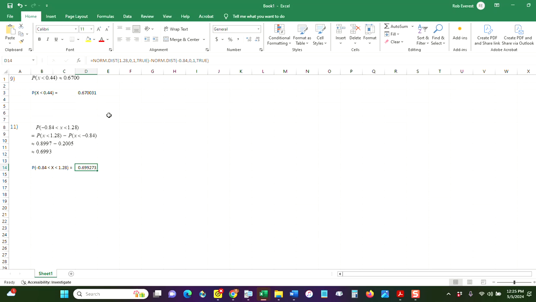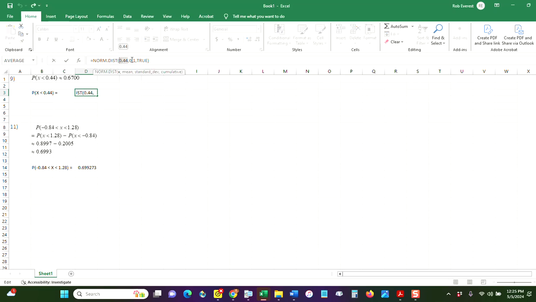This is an example of when I did it in Microsoft Excel, where I used the normal distribution function going up to 0.44, again with a mean of 0 and a standard deviation of 1. And when that is inserted and you push enter, you'll see that same area right there of 0.6700 to the closest 10,000th.